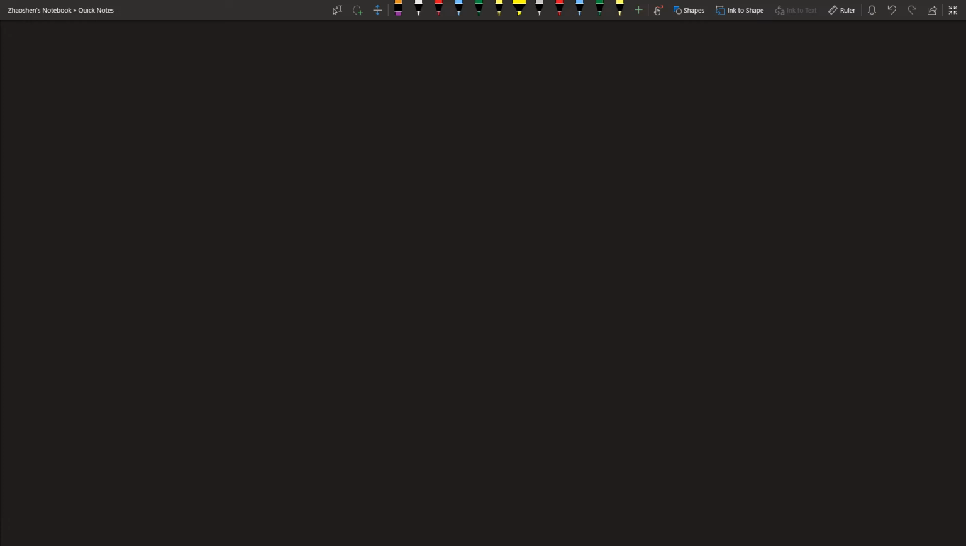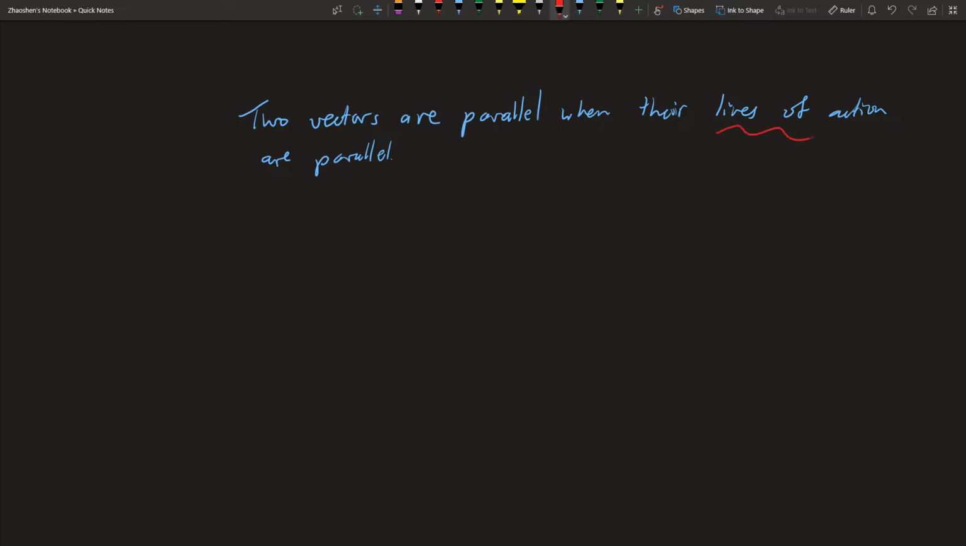Next point. Two vectors are parallel when their lines of action are parallel. What do lines of action actually mean? It is an imaginary straight line that contains the vector.